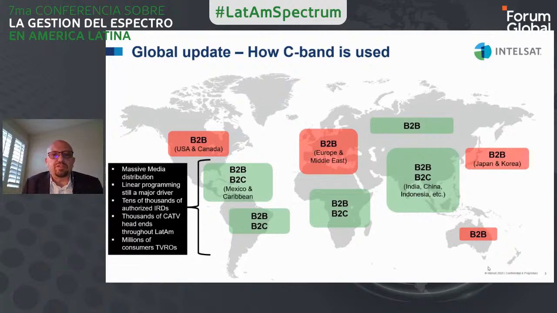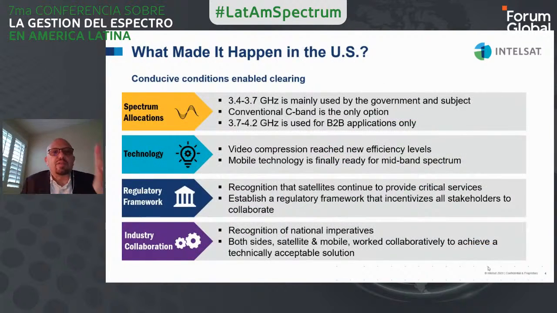This gives you a global view of how C-band is being used right now from a satellite perspective. The clear distinction here is that the areas in green use C-band for both B2C and B2B, and some countries or regions rely on C-band strictly for B2B. This distinction is clear because it defines how the regulator can look at moving on C-band, whether it's feasible or not feasible.